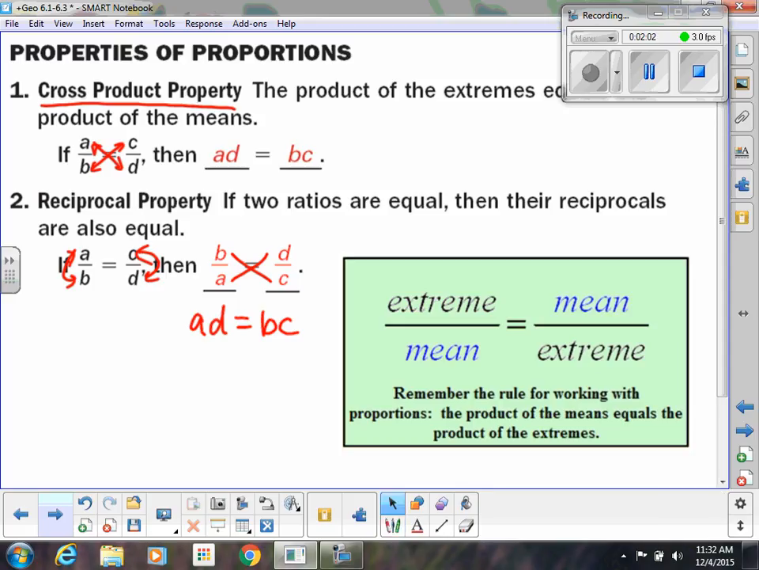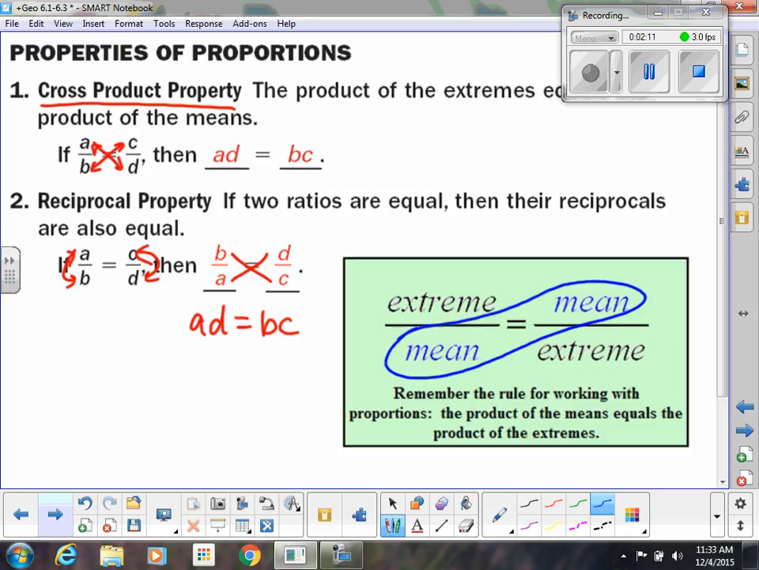Okay, some terminology I need you to know. If we have a proportion, then the numbers on this main diagonal here are what we call the means. And then the other numbers on the other diagonal are called the extremes.